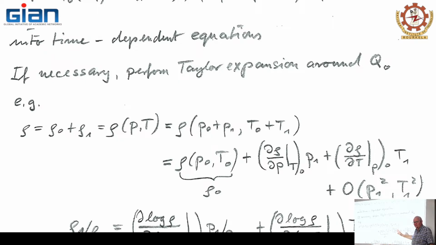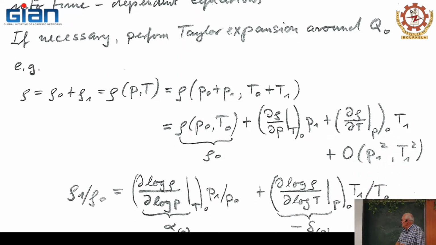Is it clear to everybody? Because this is already a first order quantity, it is sufficient to have a zeroth order quantity here, plus terms which go with the pressure perturbation and the temperature perturbation squared.